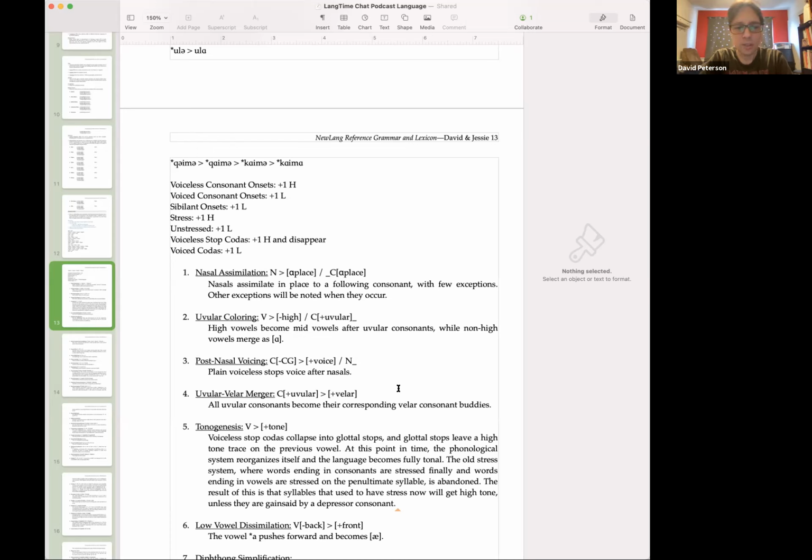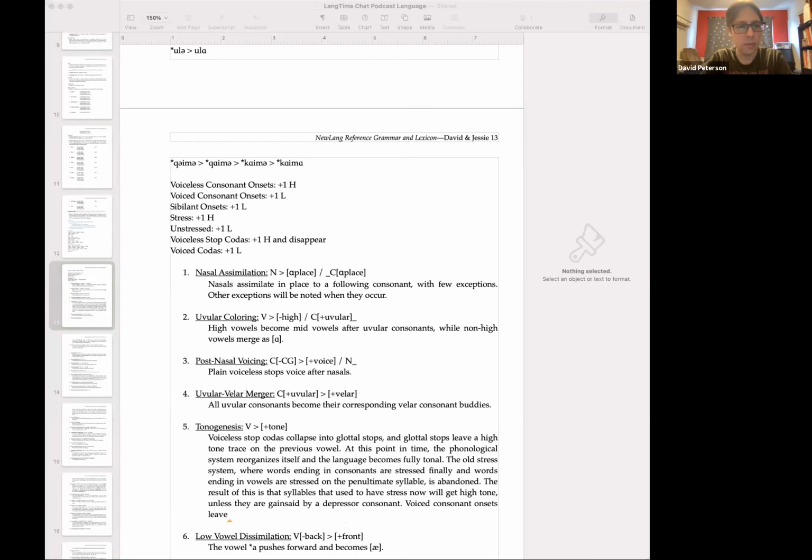Voiced consonant onsets leave a low tone trace, as do sibilant onsets and voiced codas. Stressed syllables also take low tone by default.